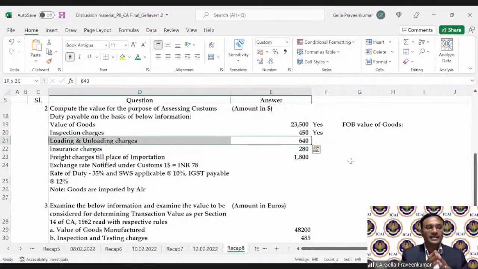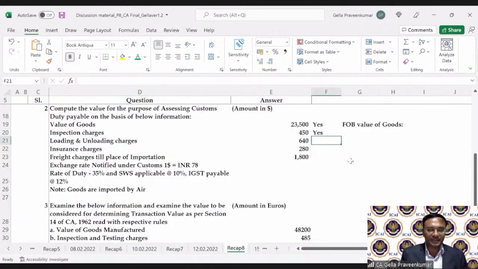Loading, unloading charges. Now, is it connected with freight? Is it connected with insurance? No, it is connected with my cost. The goods which have to reach the place of importation, loading and unloading charges have to be taken into consideration. So this also I'll take into consideration.